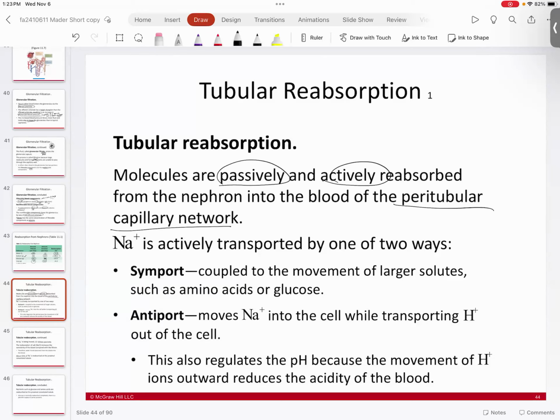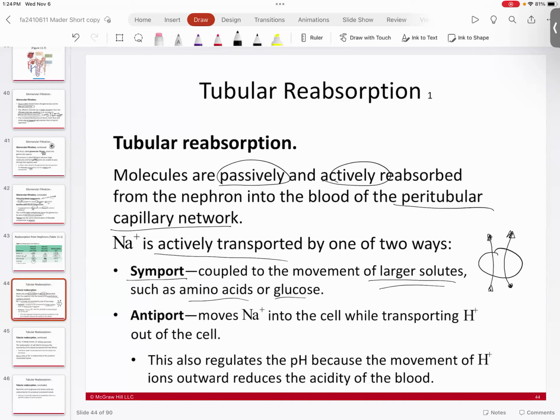So sodium is going to be reabsorbed at multiple localities in the body. It can be actively transported in a couple of ways. Number one is as a symporter. A symporter is essentially a transporter that will bring two molecules in the same direction. If it's active transport, they're both going against their concentration gradient, right? This is basically how we can move larger solutes like amino acids and glucose and things like that.